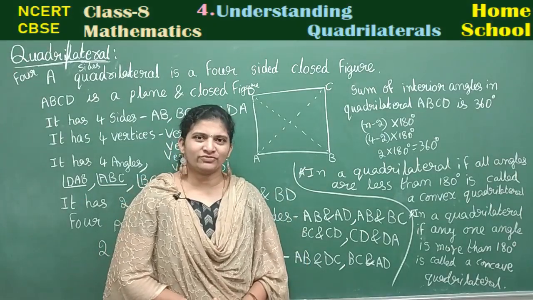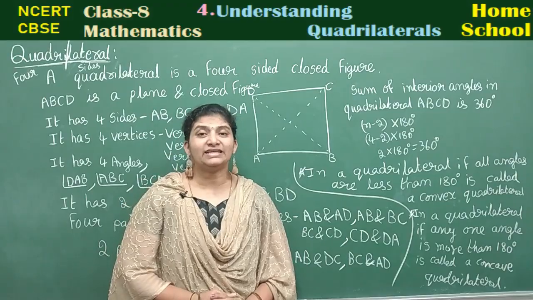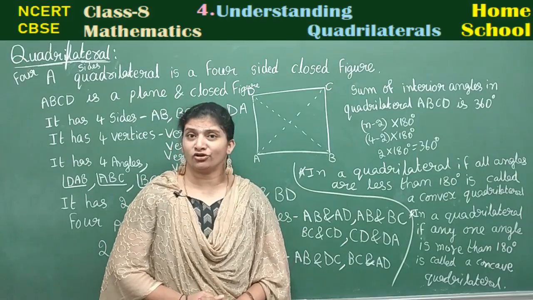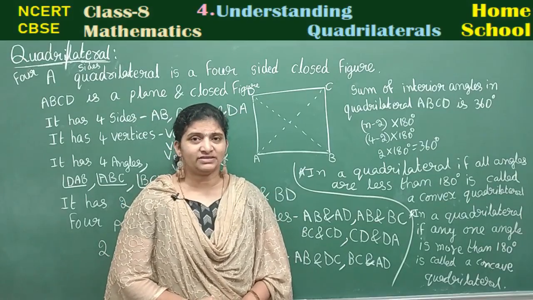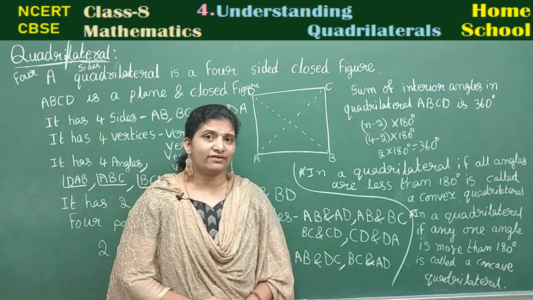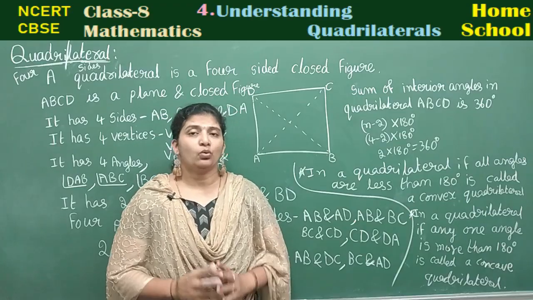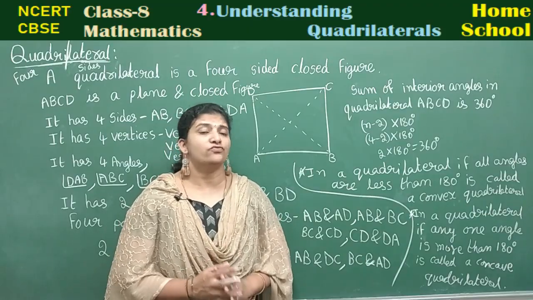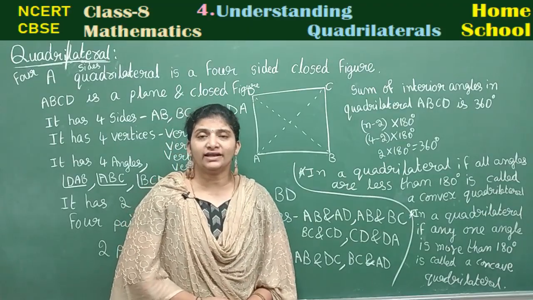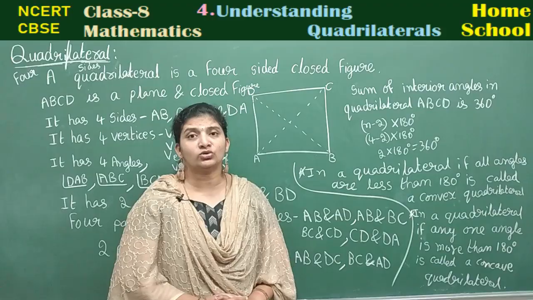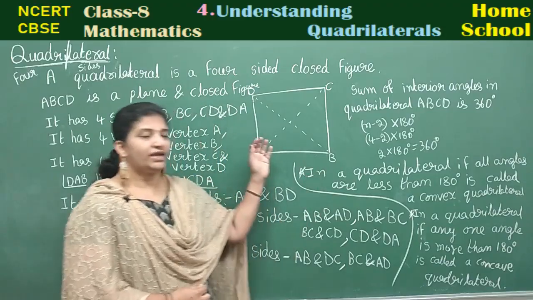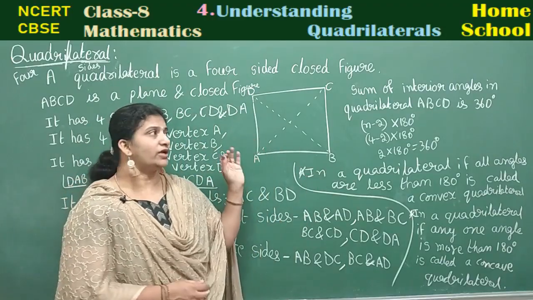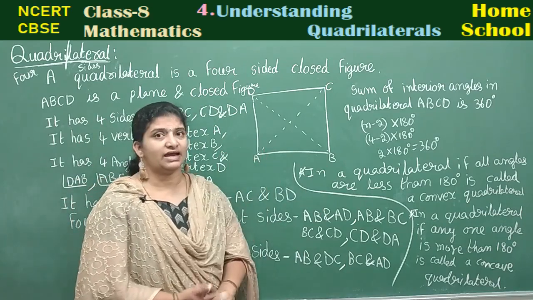Let's have a recap of this. Quadrilateral, it is one of the polygons. It is a closed figure with line segments. How many line segments does it have? 4 line segments. Quadri, 4. Lateral, sides. It has 4 sides. A quadrilateral is a 4-sided closed figure. We have taken one figure and we found out everything we need to understand here.